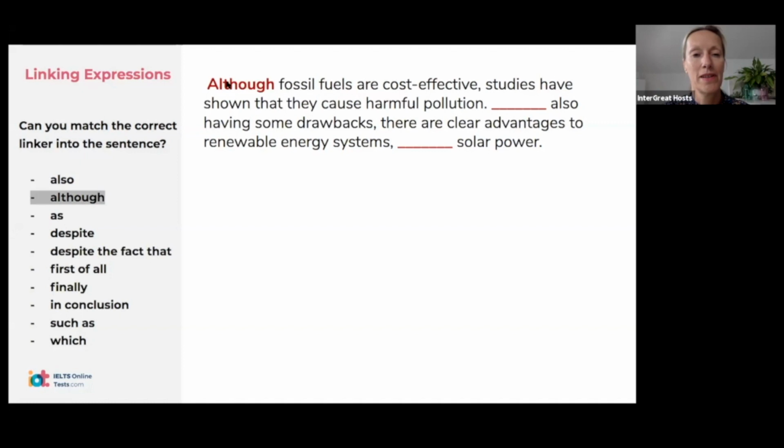Yeah, so some of you are getting that, although. What I might do actually is also see if you can give me alternatives. So we can do that at the end. So the next one. Despite, good. Okay, the next one. So you're just using the ones we've got here, okay? Yeah, such as, that's right. So you're giving an example.